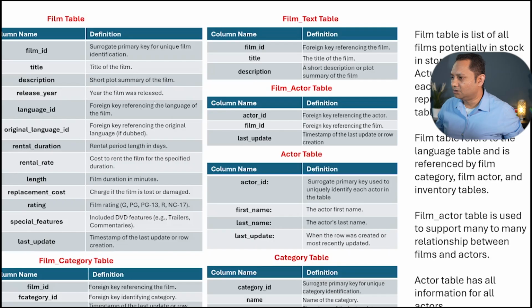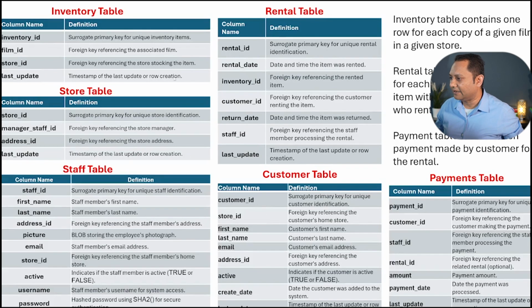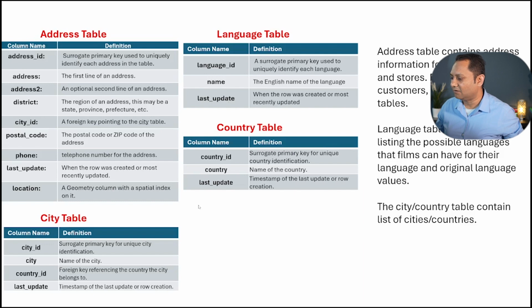Let me briefly walk you through what the Sakila table structure is. So here on the screen, if you see, there are a total of 16 tables. We have 1, 2, 3, 4, 5, 6 tables on this page, and then 7, 8, 9, 10, 11, 12. You have an additional 6 tables here, and then you have an additional 4 tables here.